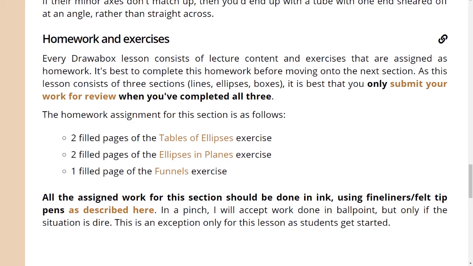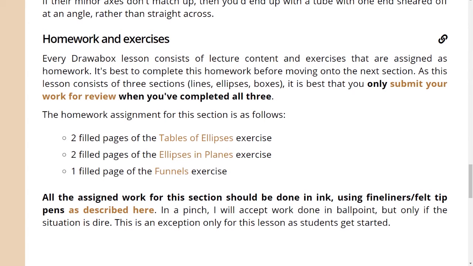Every Drawabox lesson consists of lecture content and exercises that are assigned as homework. It's best to complete this homework before moving on to the next section, as this lesson consists of three sections: lines, ellipses, boxes. It is best that you only submit your work for review when you've completed all three.